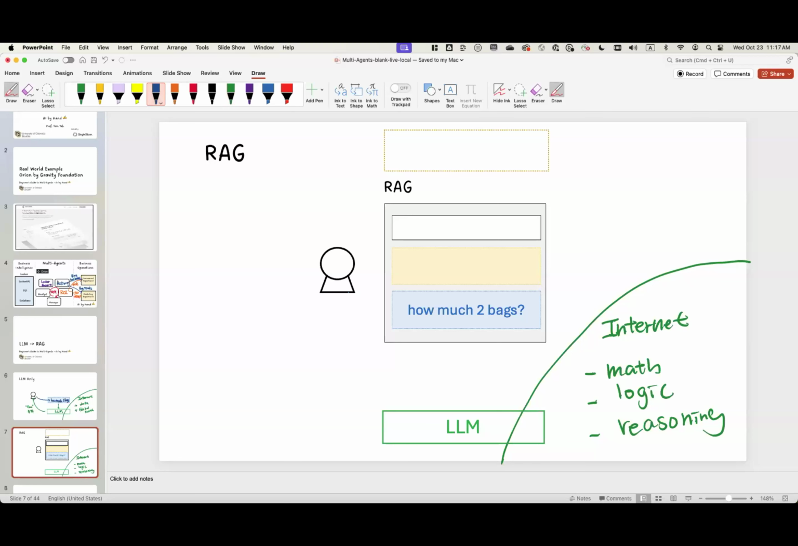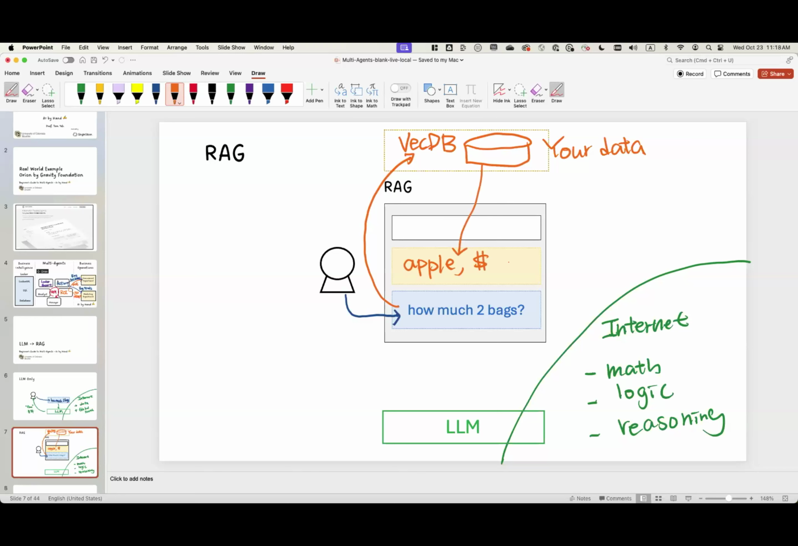A quick review of RAG. We still have the user providing the input, but instead of sending it to the large language model directly, we do an extra retrieval step. We retrieve from my own database, which I maybe put in a vector database. What's important is that this is your data, not the internet's data. Maybe you run a grocery store with a bunch of different items, and apples can be put in bags. So in my store, I put apples in a bag, and we retrieve the relevant information from here and add it in the context: $6 per bag.